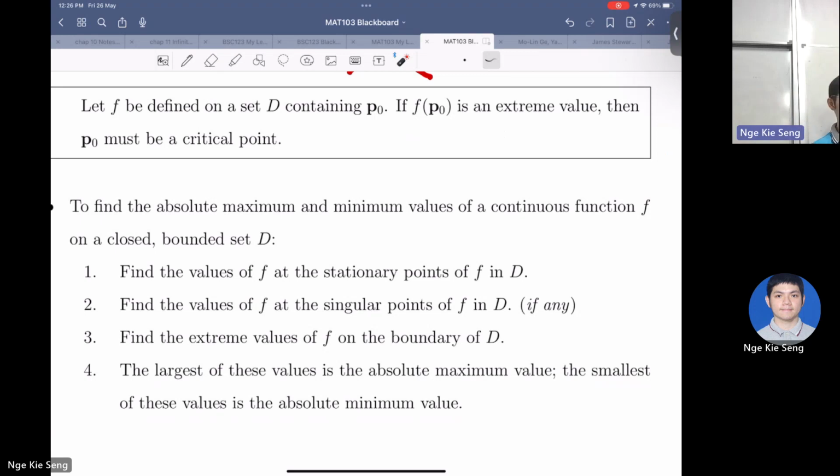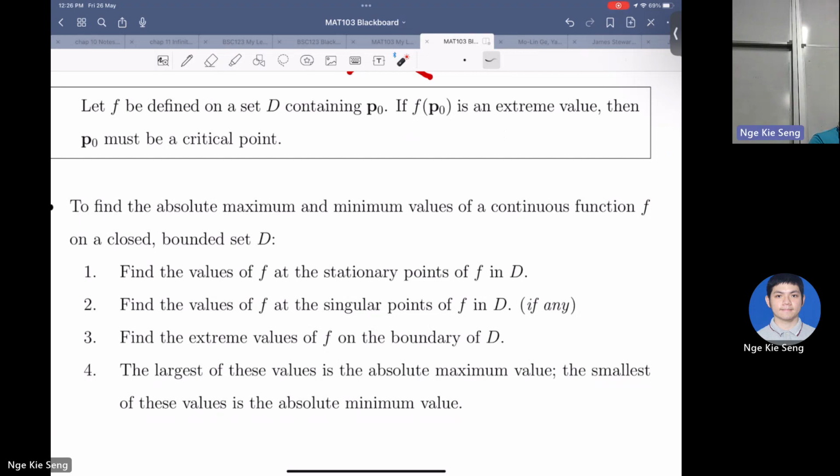Next, we find the value at the singular point, if there's any. If you know that at that point it's not differentiable, then check the value there. 3, find the extreme value on the boundary. Because at the boundary, usually the gradient is not 0. So you need to directly check whether the value at the boundary is higher than the other values or not.